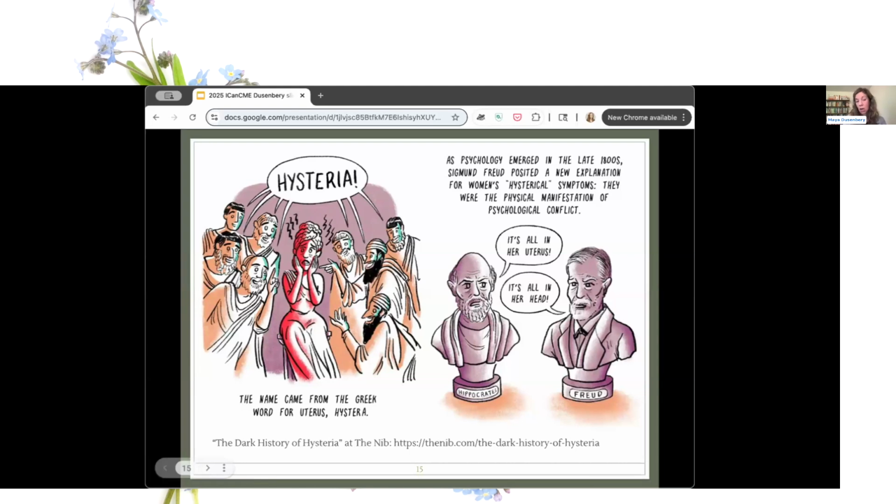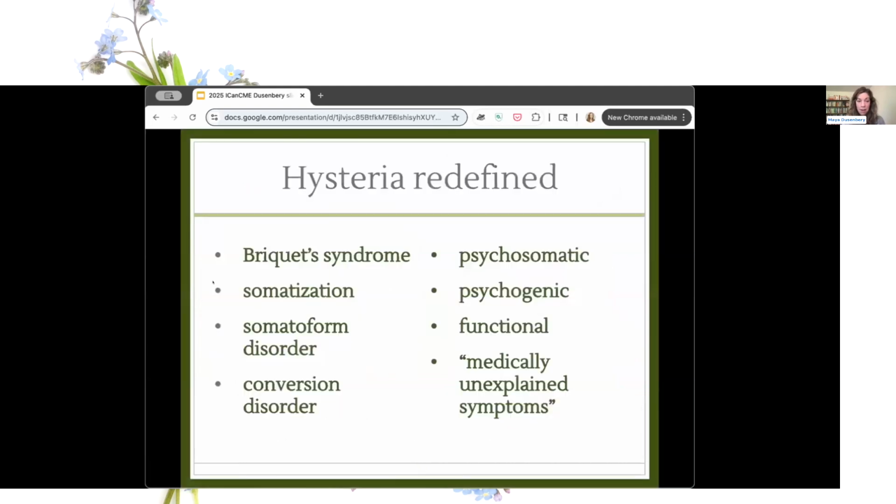Of course, the term hysteria is no longer used as an official diagnosis these days. But over the decades, various euphemisms have taken its place. So terms like somatization, psychosomatic, functional symptoms. Perhaps the most common in the medical literature is the term medically unexplained symptoms, which I think is a deceptively neutral term because on its face, it doesn't necessarily imply a psychogenic origin for the symptoms. But in practice, it often is used as though it does.